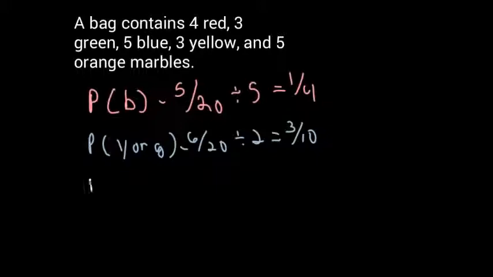Let's do a few more. So the probability of pink. Well, there are no pink marbles in the bag, so that would be 0 out of 20. So that is a case of something that will not happen.